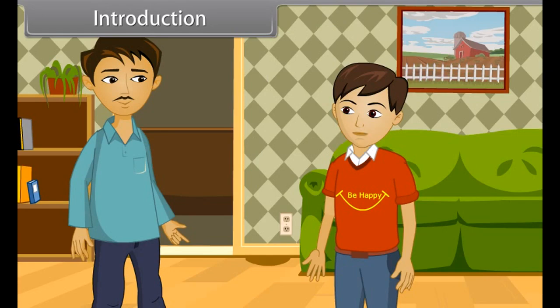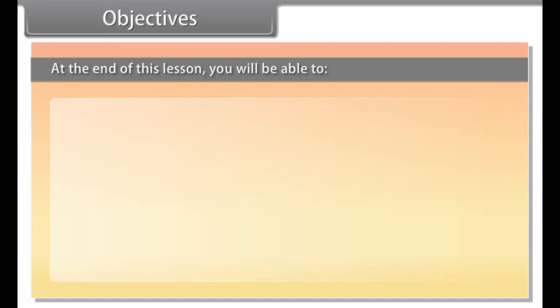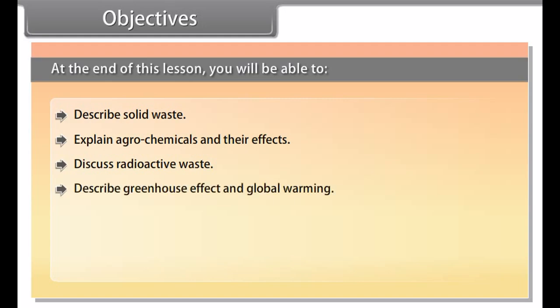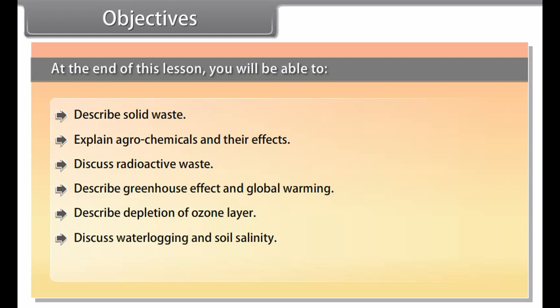In this lesson, you will learn environmental issues. Objectives: at the end of this lesson, you'll be able to describe solid waste, explain agrochemicals and their effects, discuss radioactive waste, describe greenhouse effect and global warming, describe depletion of ozone layer, discuss waterlogging and soil salinity, explain deforestation.